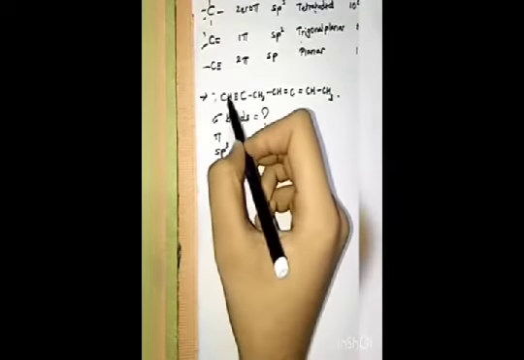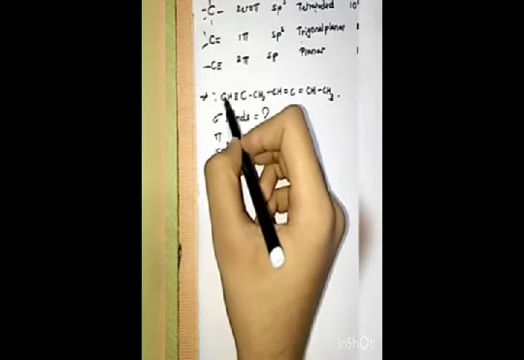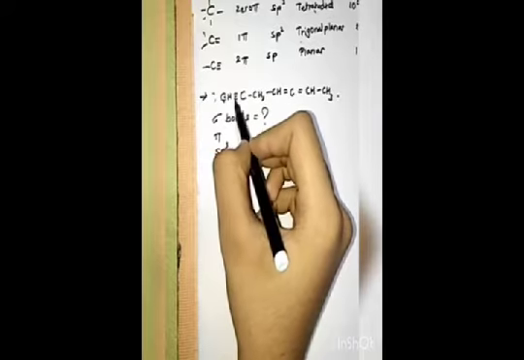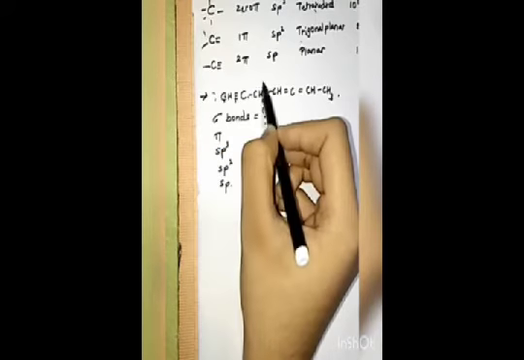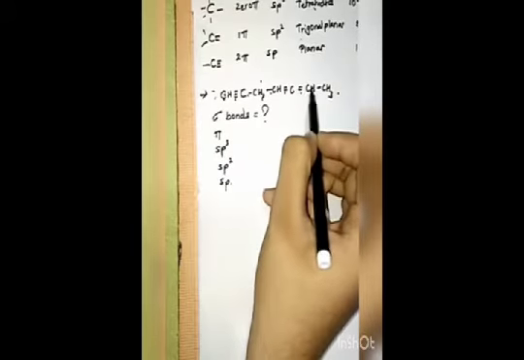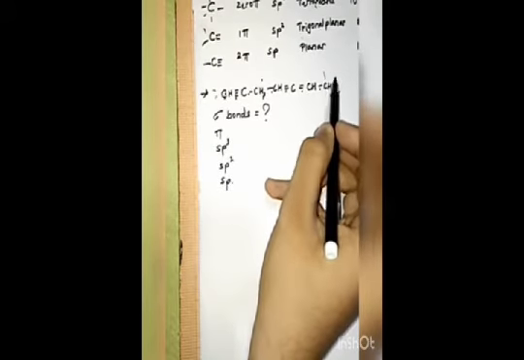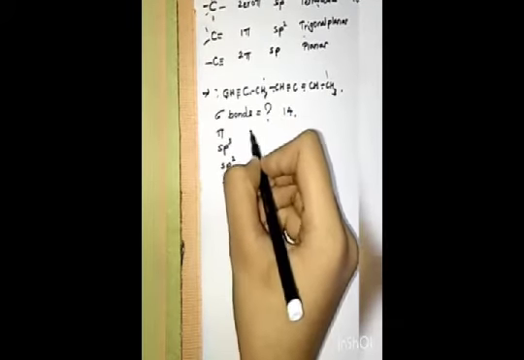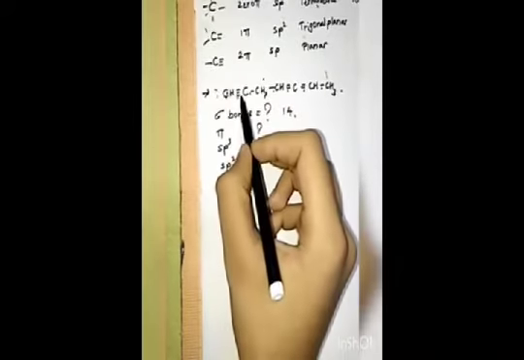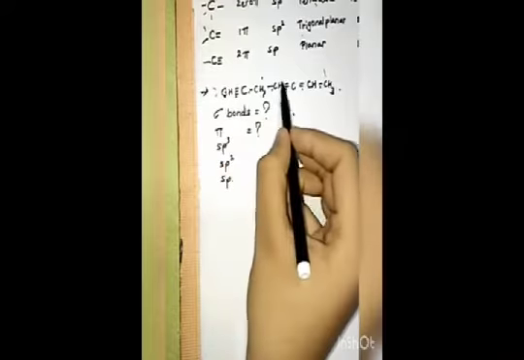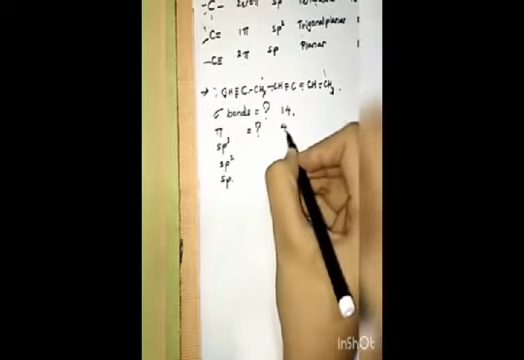By counting here, the carbon is bonded to hydrogen by a single bond, so 1 sigma, 2, 3, 4, 5, 6, 7, 8, 9, 10, 11, 12, 13, 14. So the total number of sigma bonds is 14. If someone asks you how many pi bonds there are, that will be 1, 2, 3, and 4. Only 4 pi bonds are there.